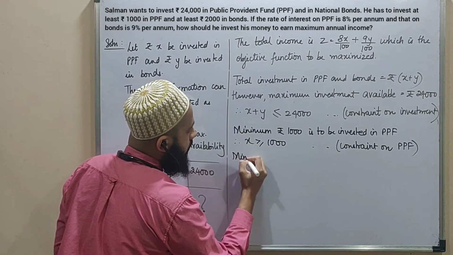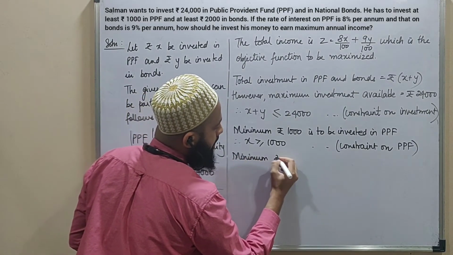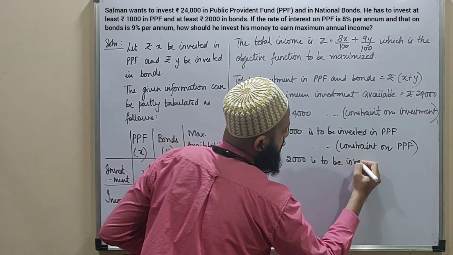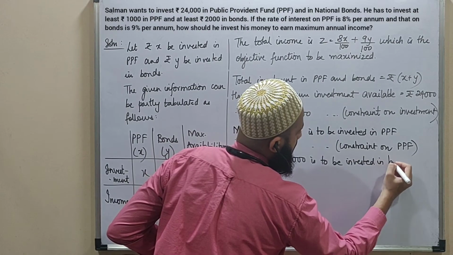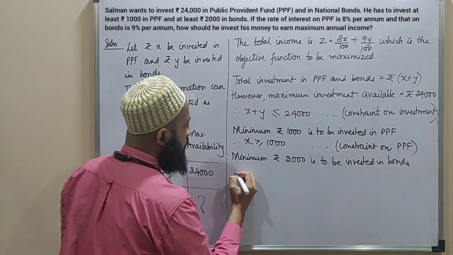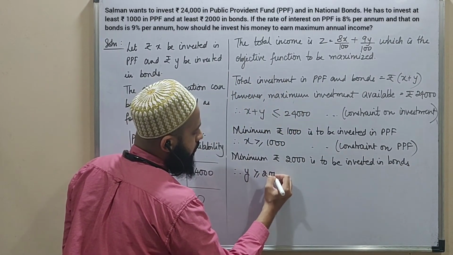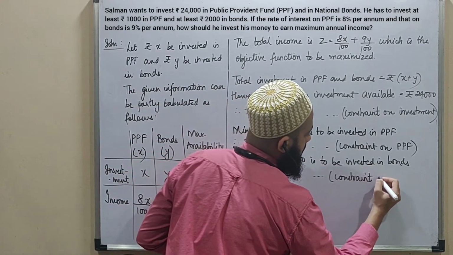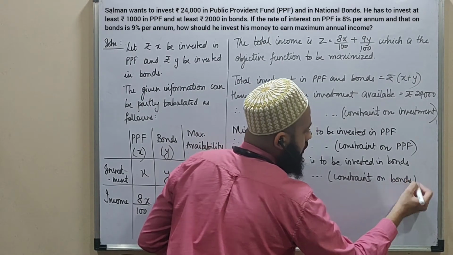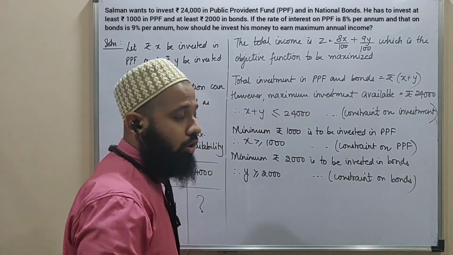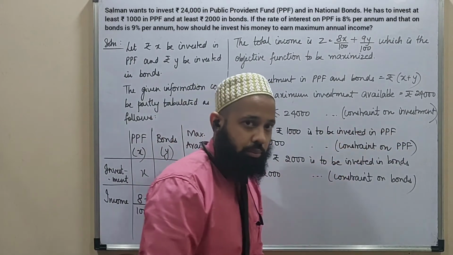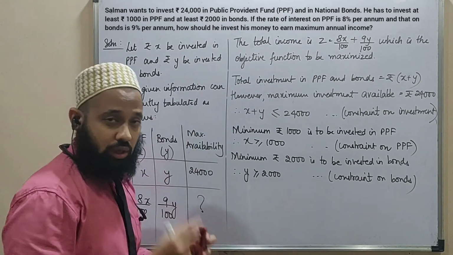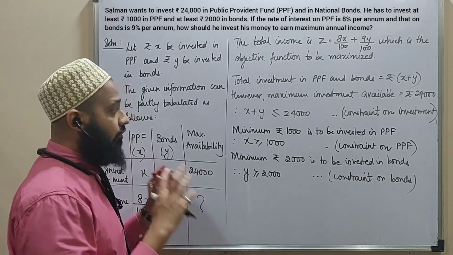And also, we'll talk about minimum rupees 2,000 is to be invested in bonds. So we'll have Y greater than equal to 2,000, and this is the constraint on bonds. You can also write constraints on investment in bonds, constraint on investment in PPF. I've completed all of this. The constraints are over. I can see no longer any number is present in the question. I've taken care of all of them.